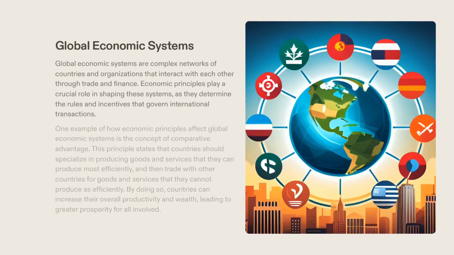Comparative advantage is a key economic principle used in global economic systems as it encourages countries to specialize in producing goods and services where they have the greatest efficiency. This encourages trade between countries and leads to improved productivity and wealth, resulting in greater prosperity overall.